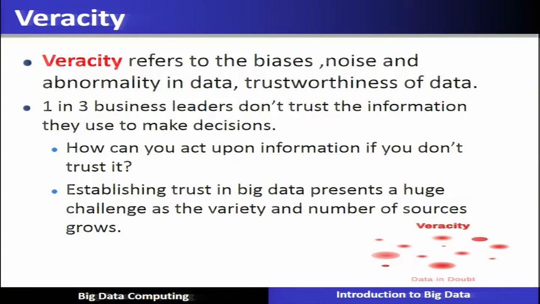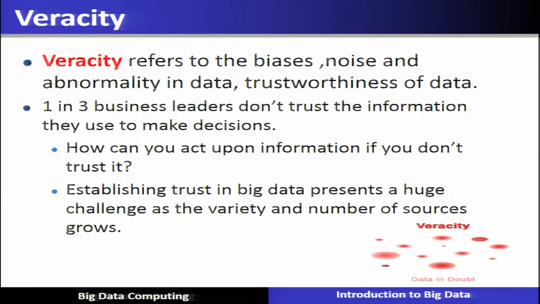Now we have briefly discussed, let us see more detail about the characteristic which is called veracity. Veracity refers to the biases or the noise or the abnormalities which reside in the data, and sometimes the doubt on the trustworthiness of the data. For example, 1 in 3 business leaders don't trust the information that they use to make decisions. For example, if age is asked of a particular person, and that person gives a wrong age, this goes in the terms of noise, or sometimes people don't specify their age, and if the age is going to be important in making decisions in a particular business, then this aspect is going to be touched upon as veracity.